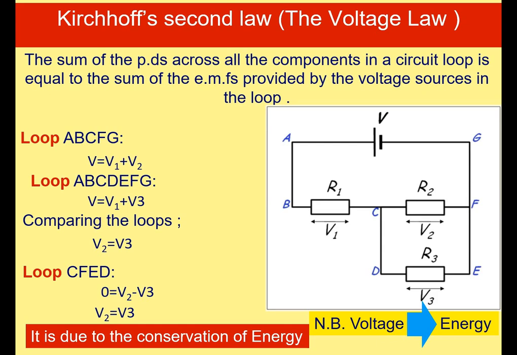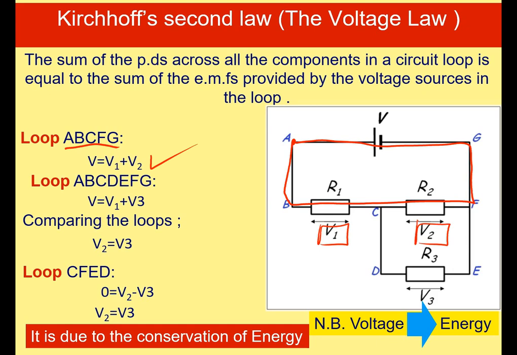So you can see the first loop is A, B, C, F, G. So this is A, B, C. So we have this loop. So this is our loop 1. In this loop, if we apply Kirchhoff's second law, you will find out that V is equal to V1 plus V2. So V1 is here and V2 is here. We can simply apply and we will get this one.